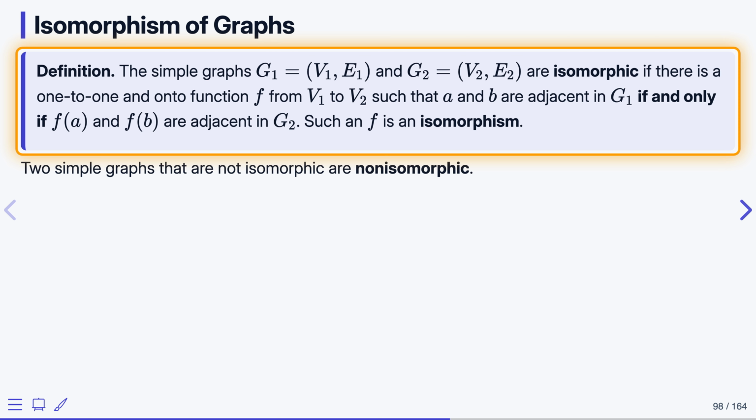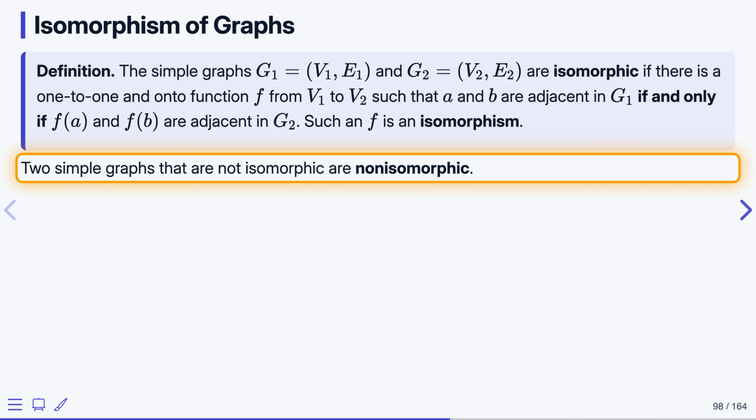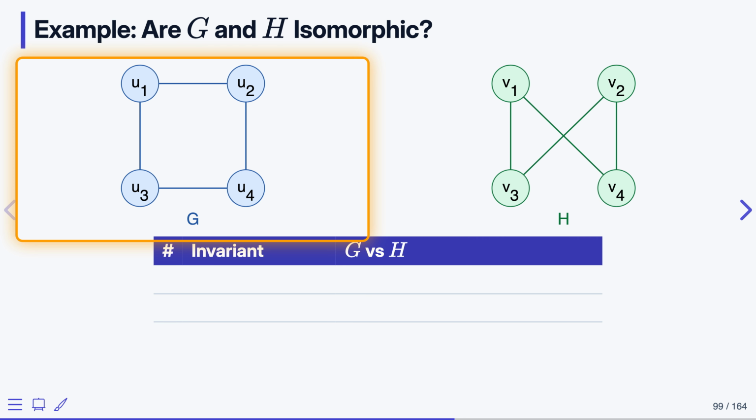And the matching must keep the edges. 2 vertices are joined in the first graph exactly when their partners are joined in the second graph. Such a matching is called an isomorphism, and 2 simple graphs that are not isomorphic are called non-isomorphic. Two graphs here, G and H, we want to know whether they are isomorphic. We never guess. We compare invariants first, because an invariant that differs would settle the question straight away.